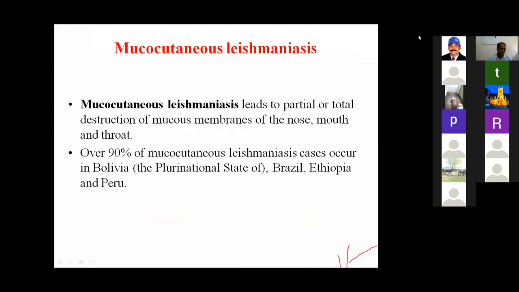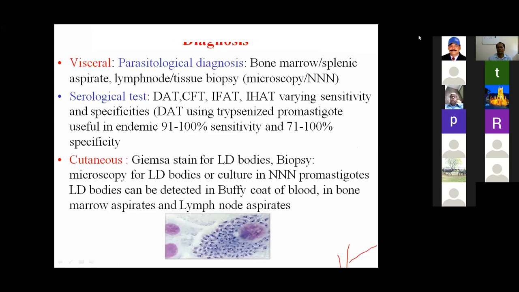Mucocutaneous is the third, which leads to partial or total destruction of the mucous membranes of the nose, mouth, and throat. Over 90% of mucocutaneous leishmaniasis cases occur in Bolivia, Brazil, Ethiopia, and Peru. So we don't have this much of a problem, but in this case, the damage is much more. And when we go for diagnosis of visceral, we have to take bone marrow, splenic aspirate, lymph node, or tissue biopsies. We can examine them under the microscope or we can culture them in Triple N media.